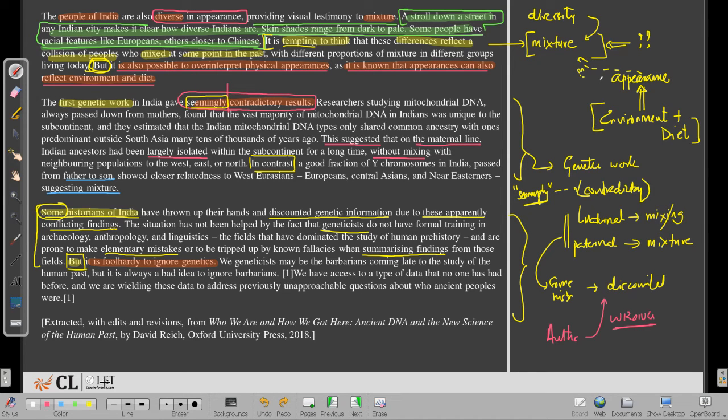It is foolhardy to ignore genetics. Then the author says, we geneticists. So the author is a geneticist. Okay, fair enough. We geneticists, maybe barbarians coming late to the study of the human past, but it is always a bad idea to ignore barbarians. We have access to a type of data that no one has had before, and we are wielding this data to address previously unapproachable questions about who ancient peoples were. So now the author is saying that you don't ignore it because we have this data and we can answer these questions.